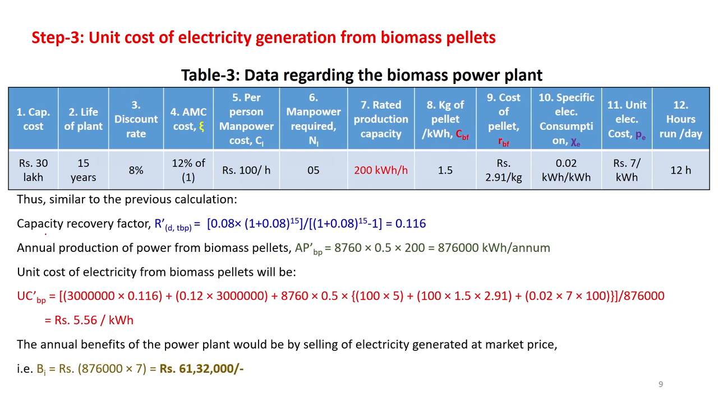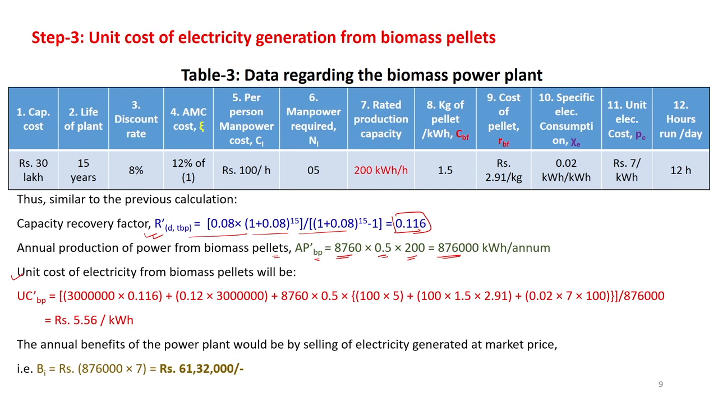So, similar to the previous calculations, the capacity recovery factor can be calculated by using this expression, and it is found to be 0.116. And then we can also calculate the annual production of power from biomass pellets. Here we are representing annual power production from biomass pellet with APDES; earlier we only used AP. This involves the hours, then the capacity utilization factor, and then the rated production capacity. So, it is found to be about 876,000 kilowatt hour per annum.